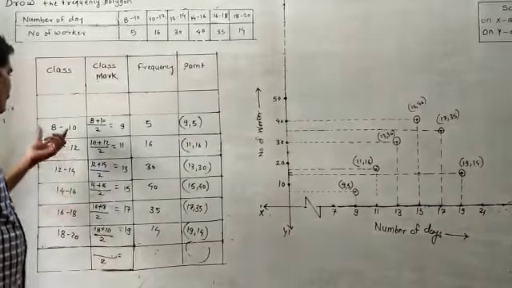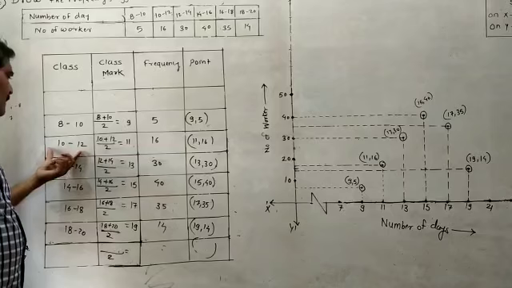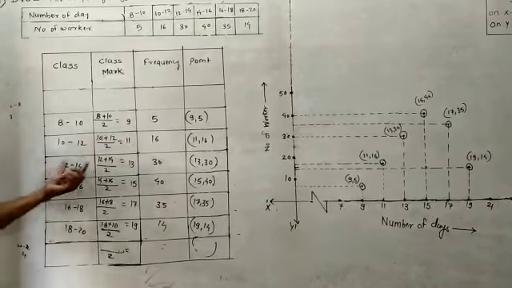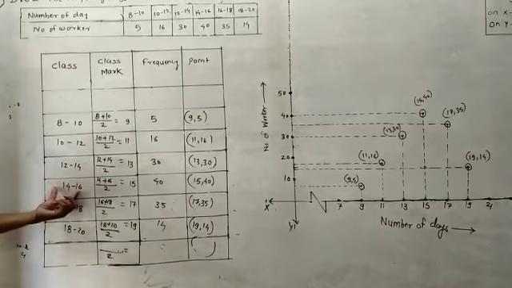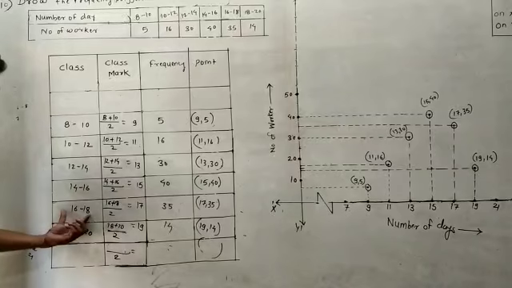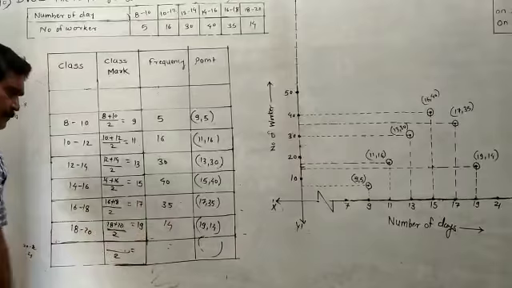So first class is 8 to 10, frequency of this class is 5. Second class is 10 to 12, frequency is 16. Next class is 12 to 14, frequency is 30. Next class is 14 to 16, frequency is 40. Next class is 16 to 18, frequency is 35. Next class is 18 to 20, frequency is 14.